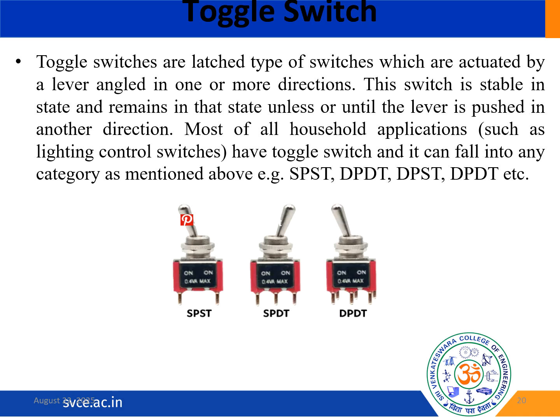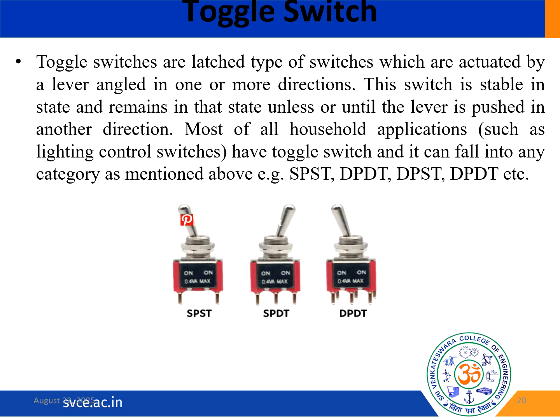Most household applications such as lighting control switches have toggle switches, and they fall into any category mentioned here: SPST, SPDT, DPST, DPDT and so on. There are high current applications where they are used at 30 plus amperes, and they can also be used for small current switching operations. So the rating and design may vary depending on the circuit requirements and applications.